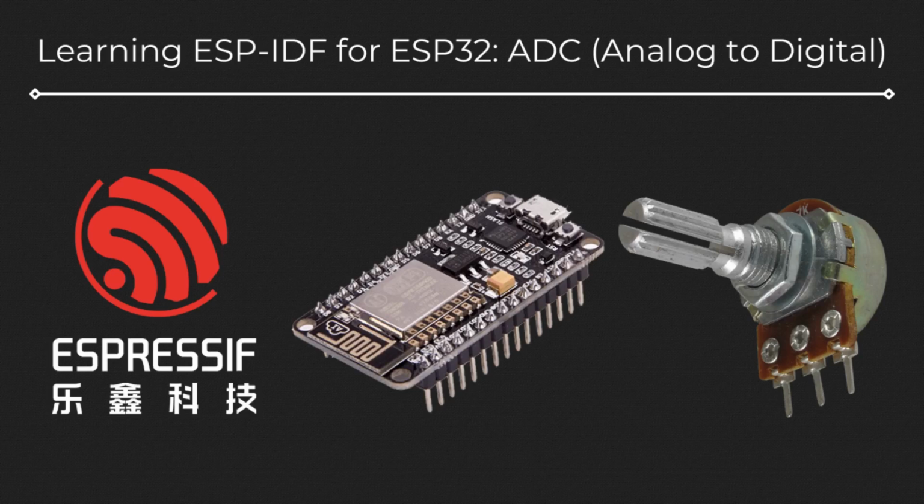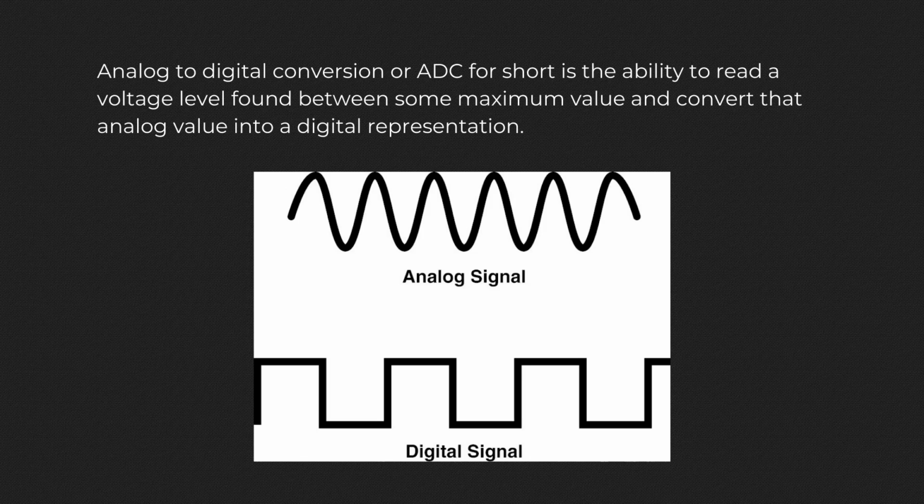This is the fourth video in my ESP-IDF series, and in this video I'll be talking about how you can use the ADC, or analog to digital converter, of the ESP32 to read analog input from different sensors or modules. Analog to digital conversion, or ADC for short, is the ability to read a voltage level between 0 and a maximum value and convert that analog value into a digital representation.